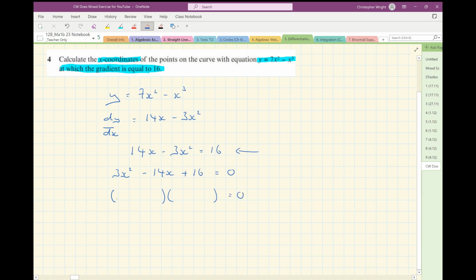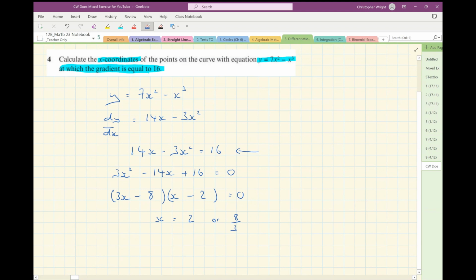I've got 3x squared, so it's going to be 3x and x. I've got a positive 16 and a negative x term, so I'm going to have a minus and a minus. Now, multiplying to 16, well, let's try 2 and 8. If I put an 8 here, then I get minus 8x's, and 2 there gives me another minus 6, which gives me the minus 14. So that's factorized. And so my 2 solutions are that x equals 2 or x equals 8 over 3.